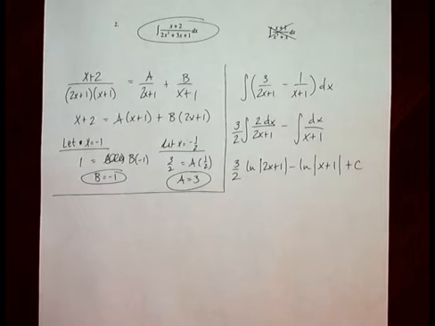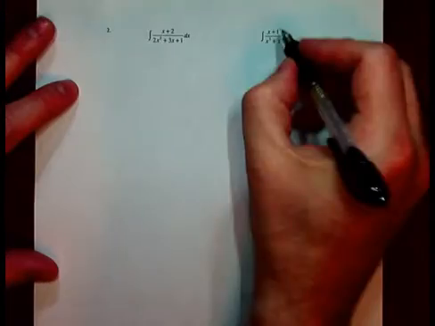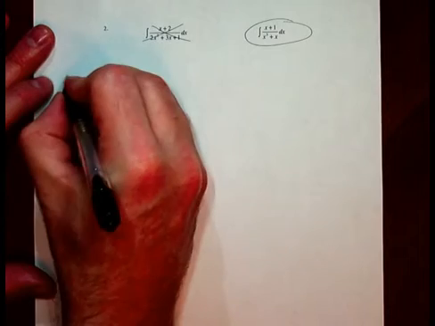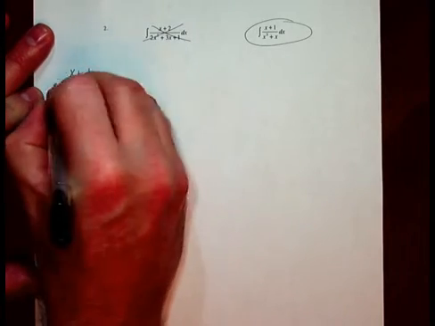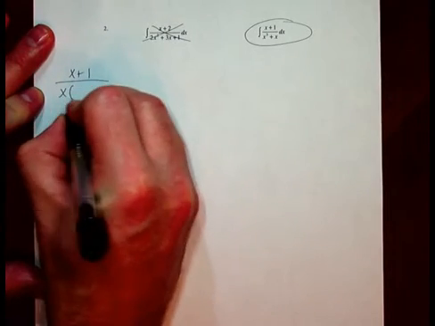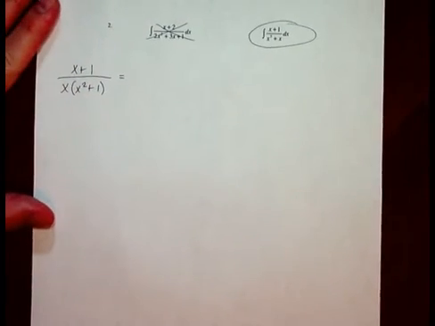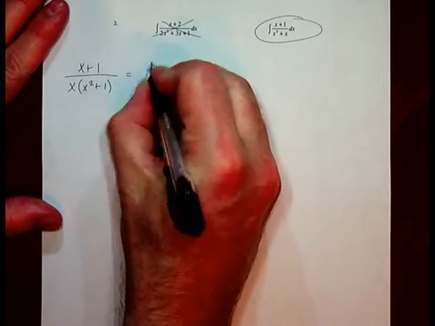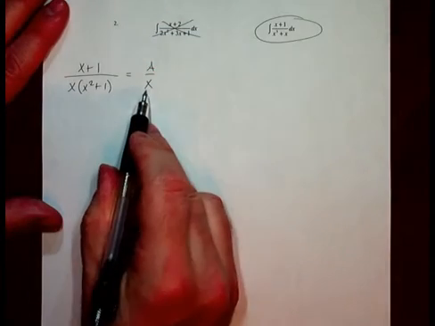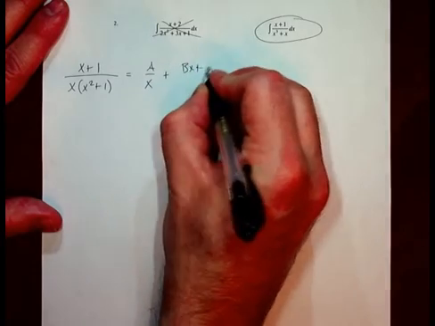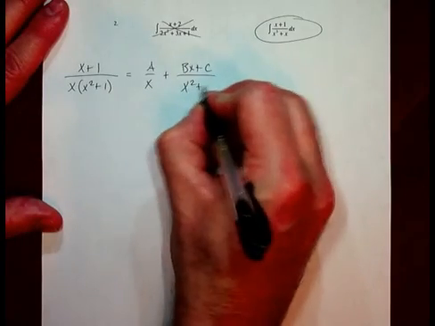Now, we need to move on to the next one. And we're going to be doing this one and not that one. Well, this one becomes, when we factor, x and x squared plus 1. Okay, can't use the Heaviside method, but it's really not all that difficult, especially since the linear is simply x. So we have bx plus c over x squared plus 1.